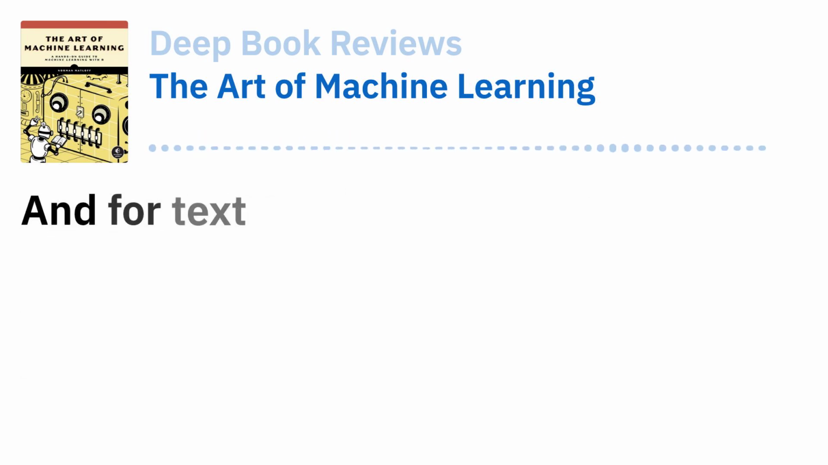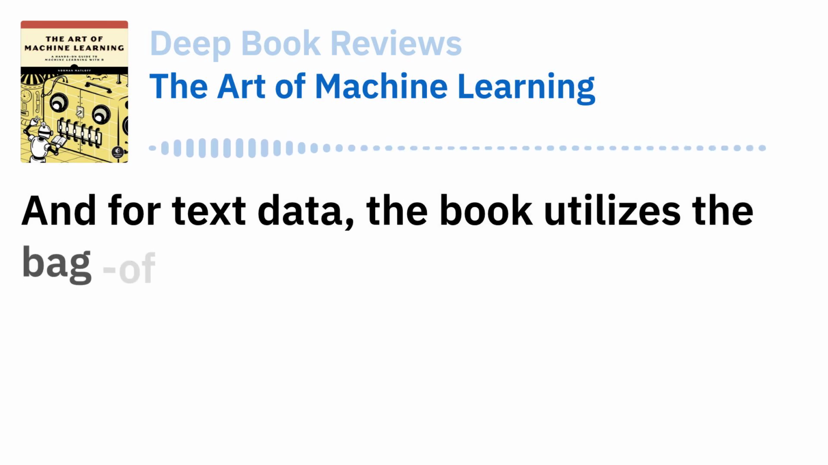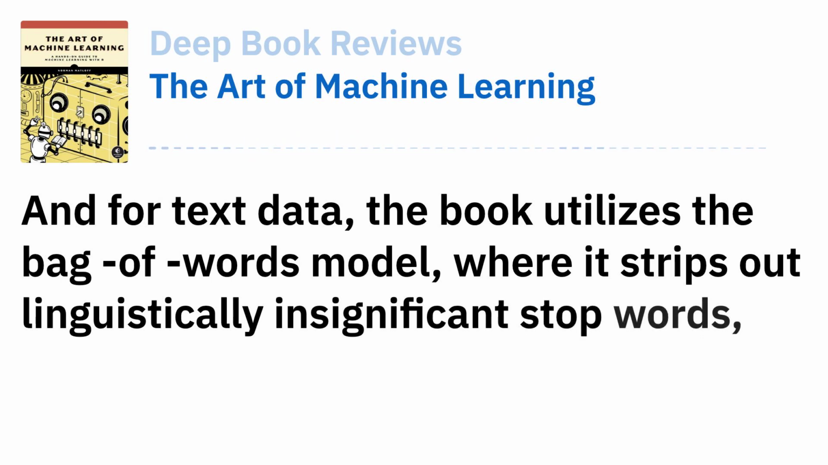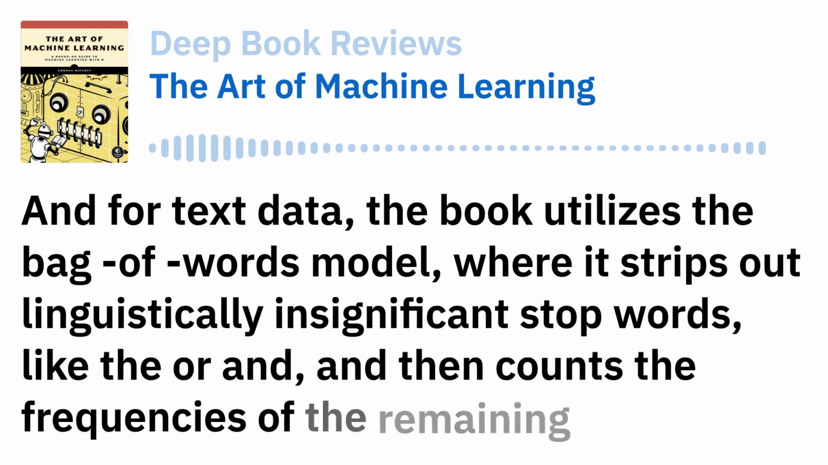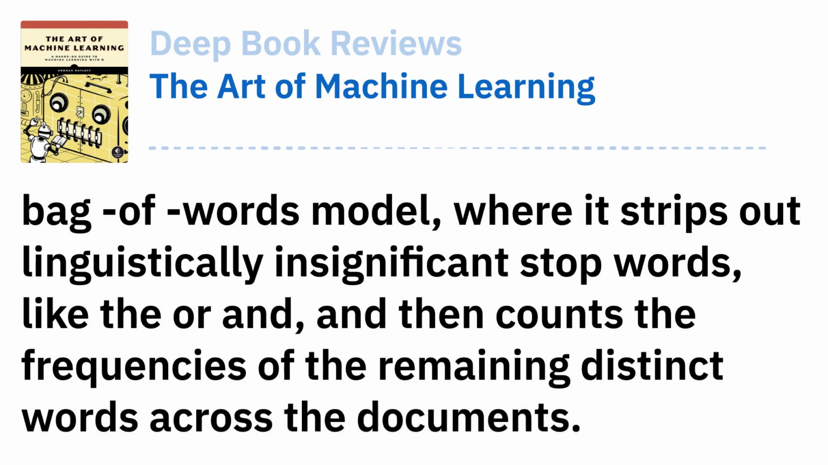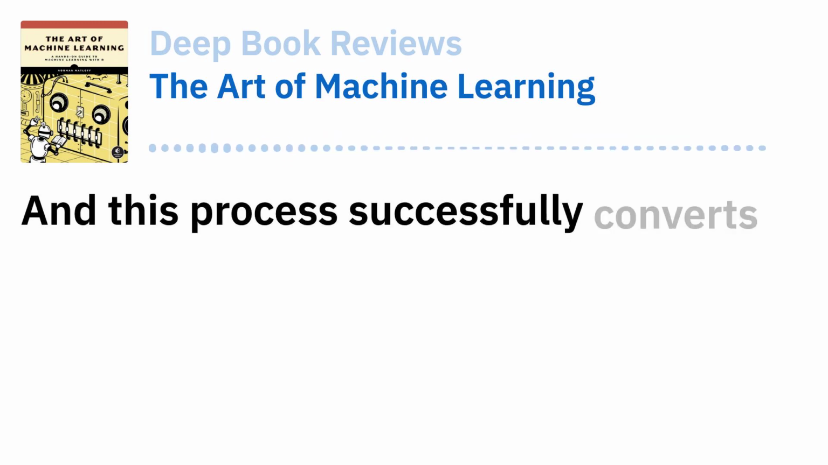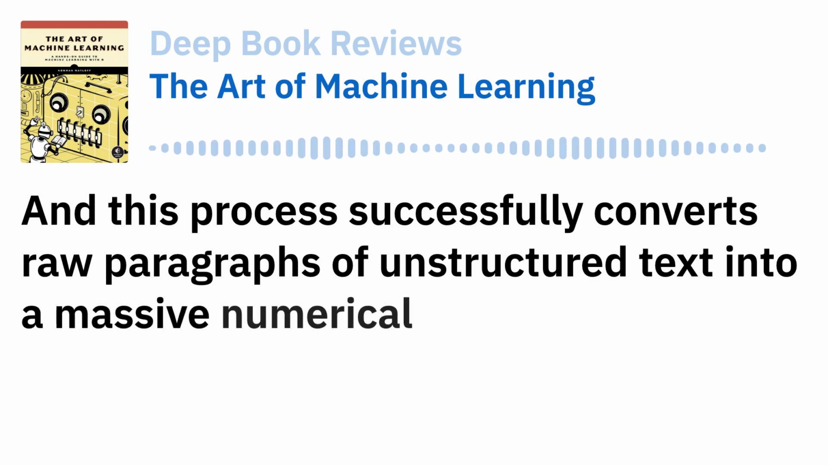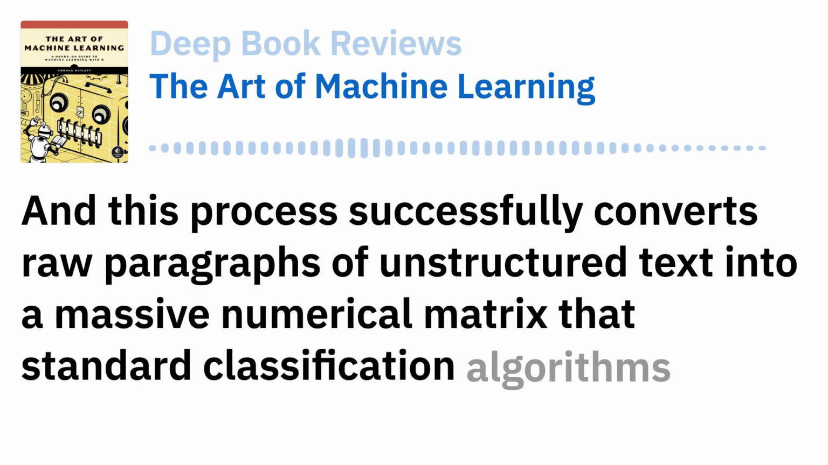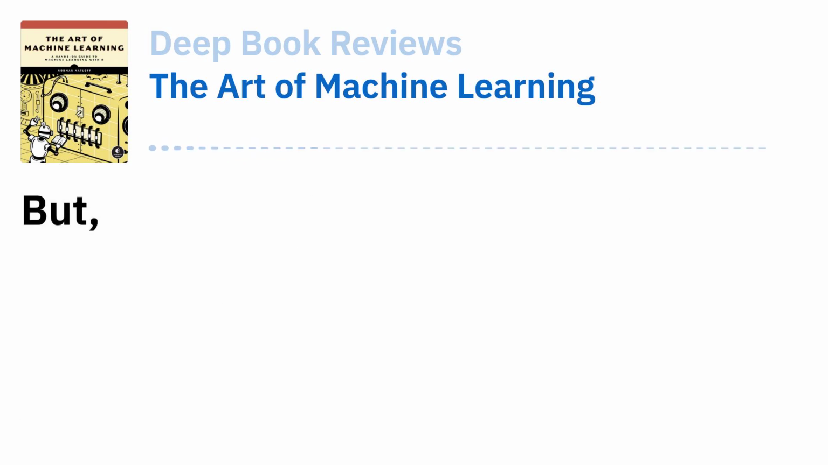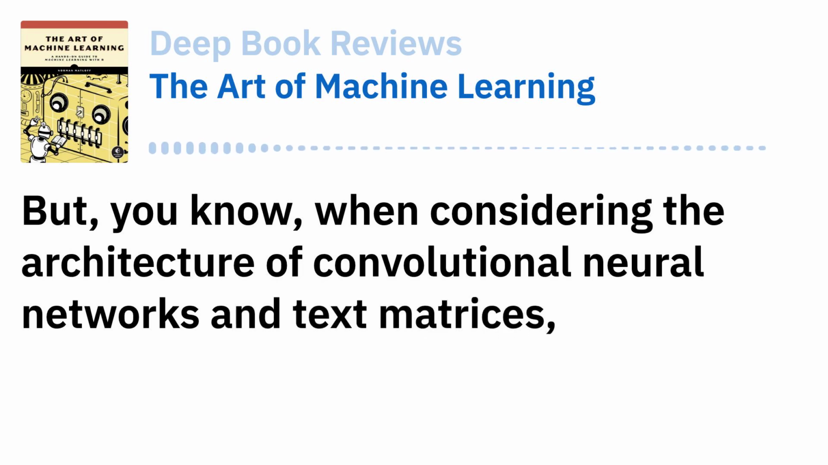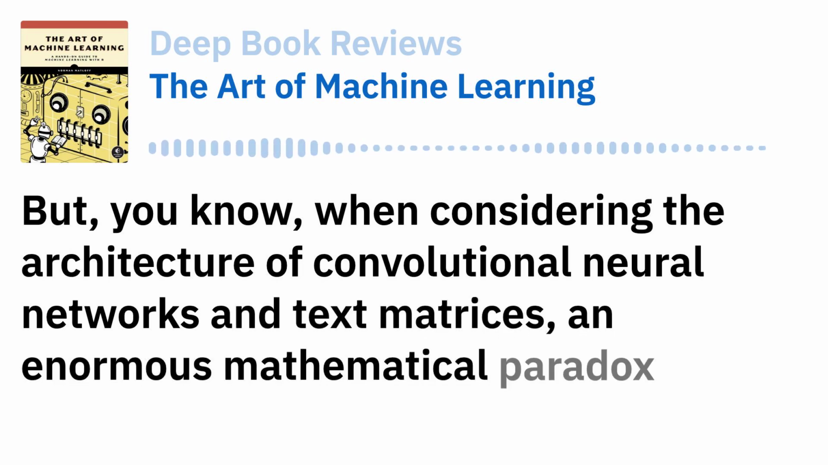Spot on. And for text data, the book utilizes the bag of words model, where it strips out linguistically insignificant stop words, like "the" or "and," then counts the frequencies of the remaining distinct words across the documents. Yeah, and this process successfully converts raw paragraphs of unstructured text into a massive numerical matrix that standard classification algorithms can easily evaluate. But, when considering the architecture of convolutional neural networks and text matrices, an enormous mathematical paradox arises.